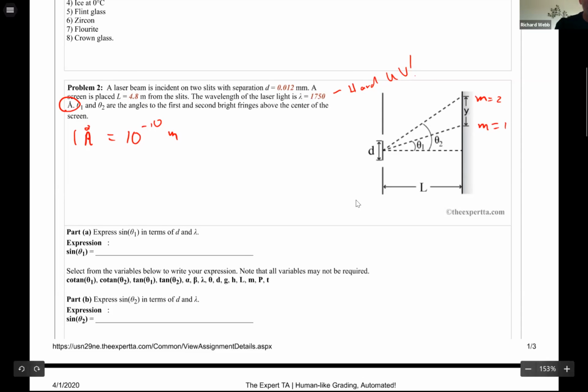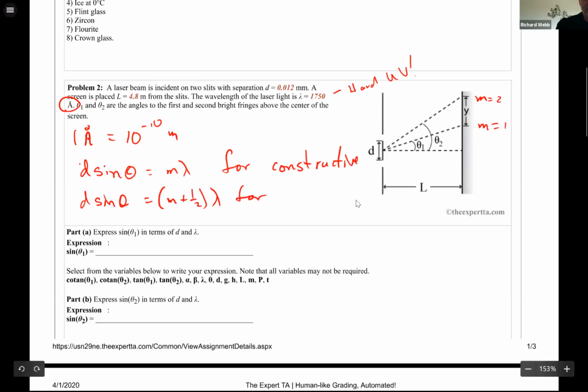For double slit diffraction or multiple slit diffraction, we have d sine theta equals m lambda for constructive, and d sine theta equals (m plus 1/2) lambda for destructive. So when it says bright fringes, is that constructive or destructive? Constructive. Okay, so that means we're going to be using this equation. So there's the answer right there.